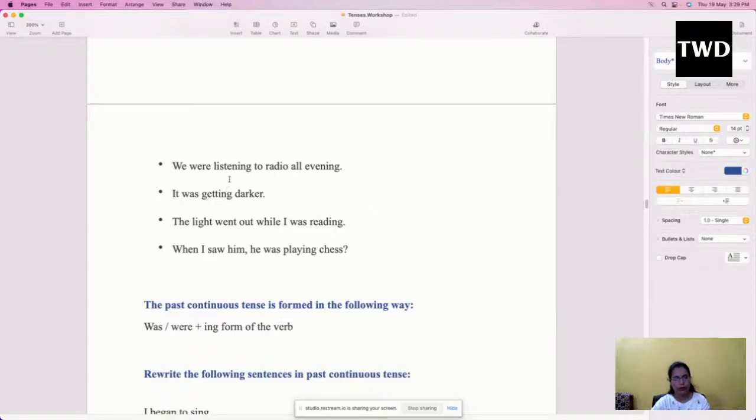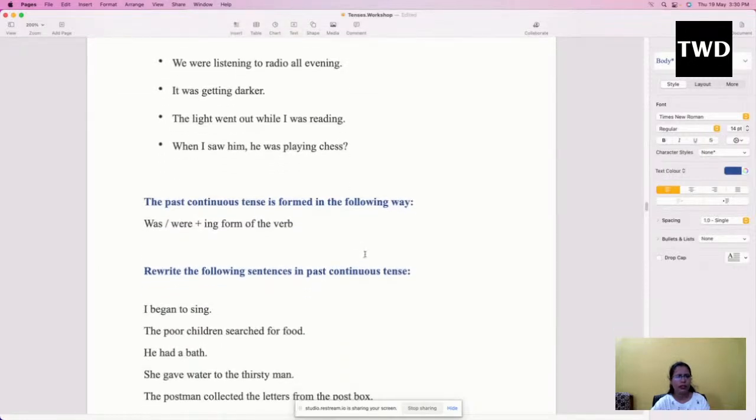Maybe you were coming from somewhere and it was becoming dark, it was becoming night. So you are telling it was getting darker. The light went out while I was reading. So when the light went out at that point of time, you were reading something. When I saw him, he was playing chess, right?